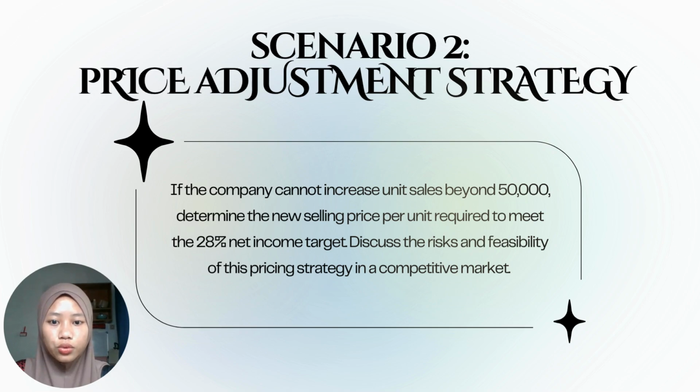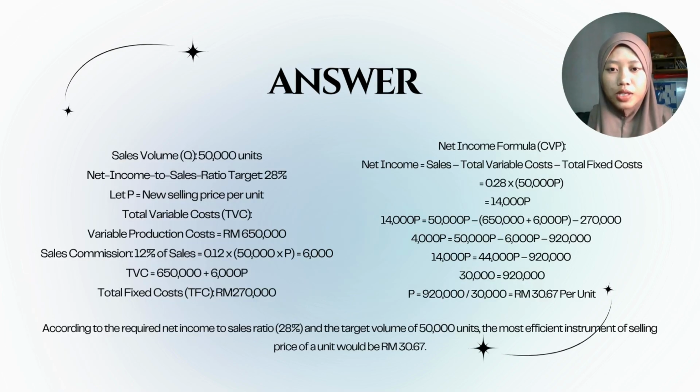So in scenario 2, the company is limited to selling only 50,000 units. So we need to determine the new selling price per unit to still achieve the 28% net income target. Okay, so the answer for scenario 2, as we know, sales volume Q is 50,000 units, and net income to sales ratio target is 28%, and P is new selling price per unit.